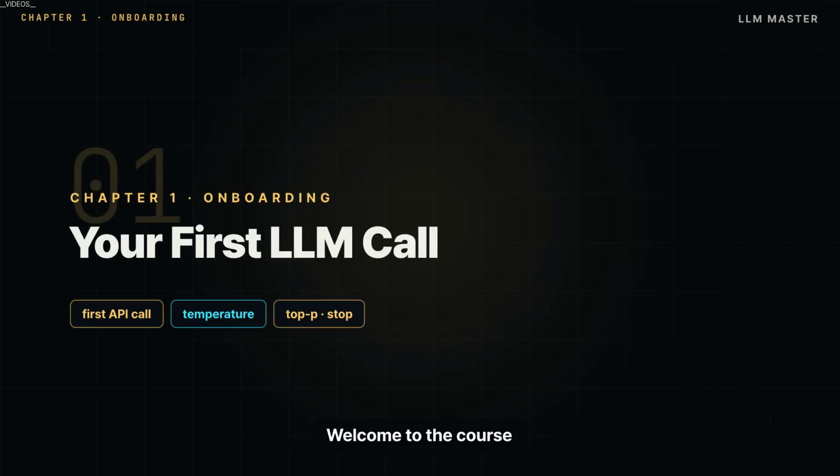Welcome to the course. Before we touch a single model, let's get the lay of the land, and then get your hands dirty. In this first chapter, we do 3 things. We answer why large language models suddenly matter, and what genuinely changed under the hood. Then you'll make your very first real API call in Python. A few lines that send text to a model and get text back.